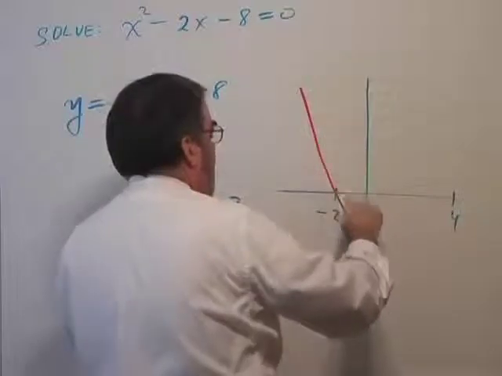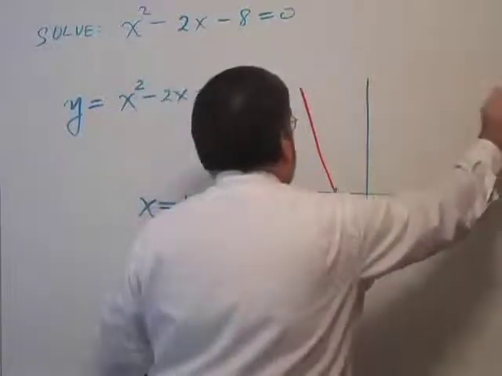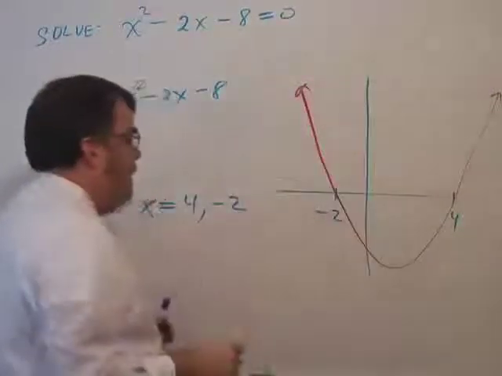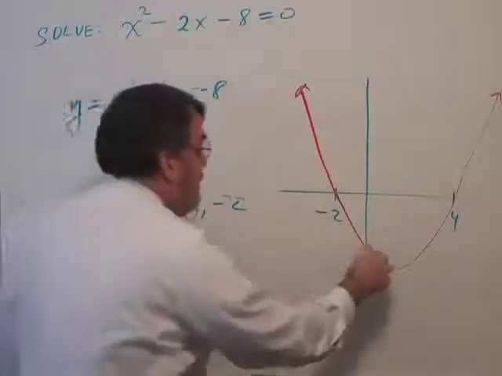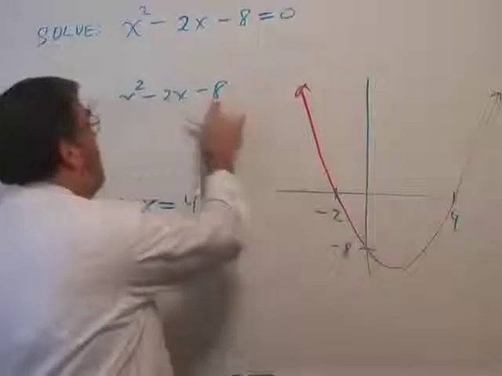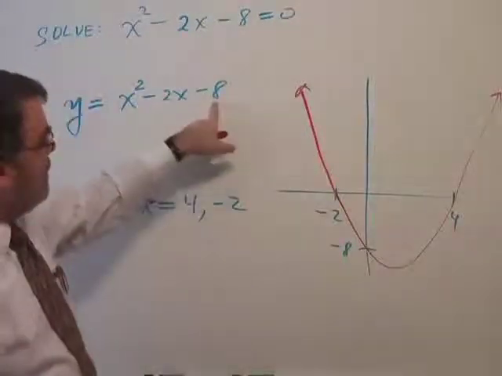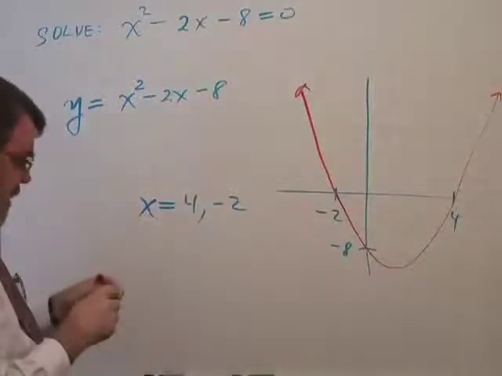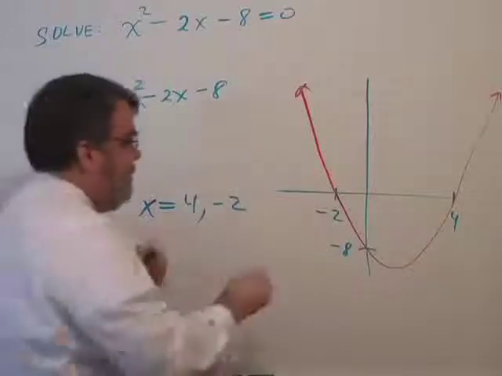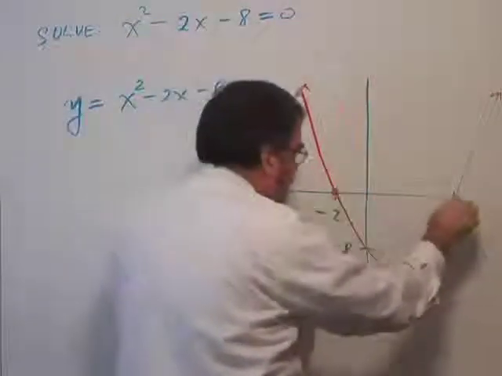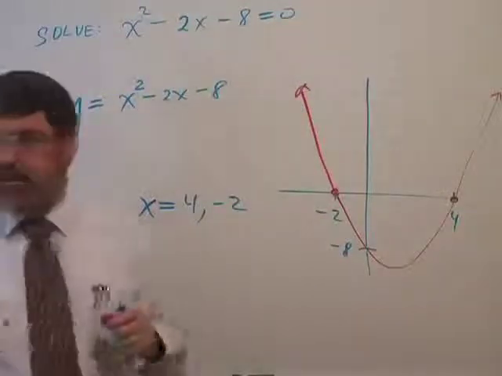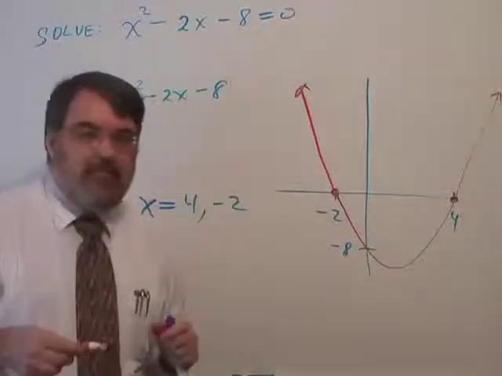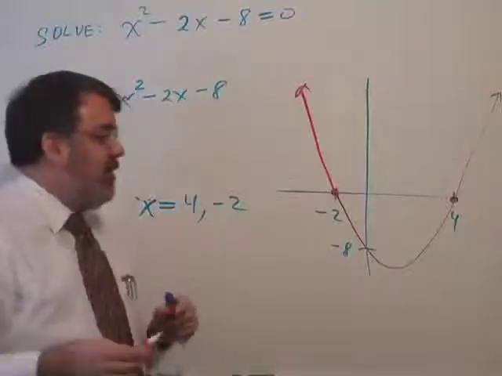And so it comes down, goes back up again, like so. And as a matter of fact, it crosses the y-axis here at -8. So this is the y-intercept point. All right, so these 2 points are called roots, the roots of the equation. So that's a term we're going to use quite a lot a little later on.